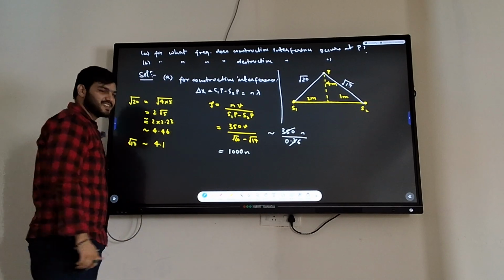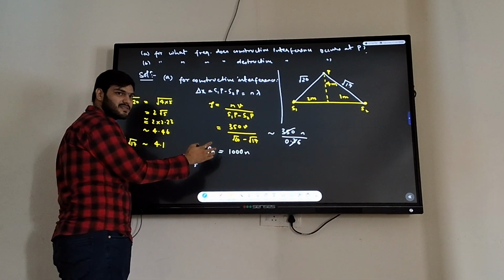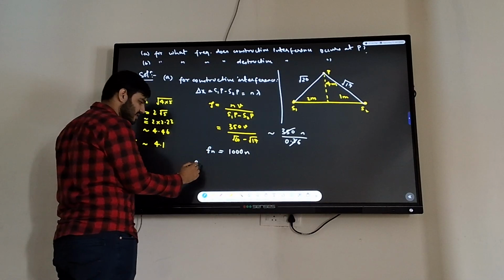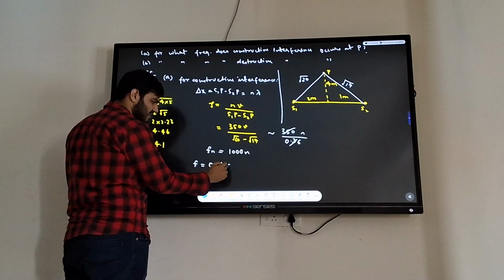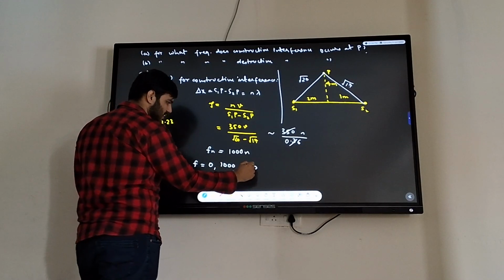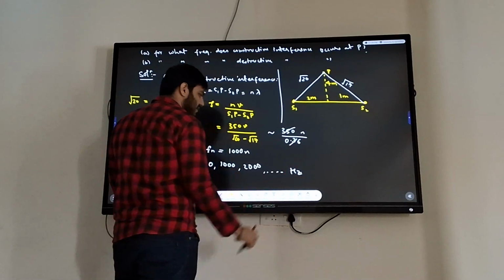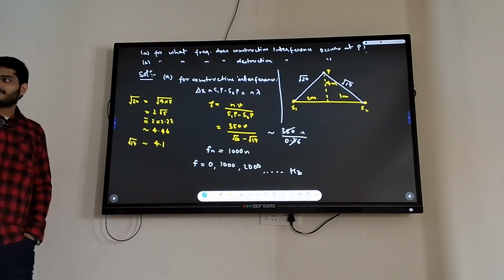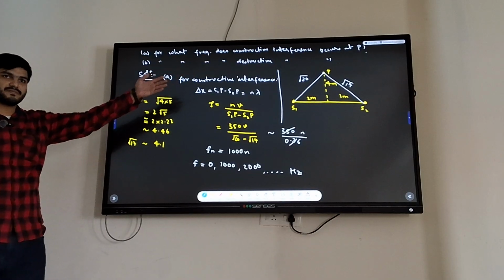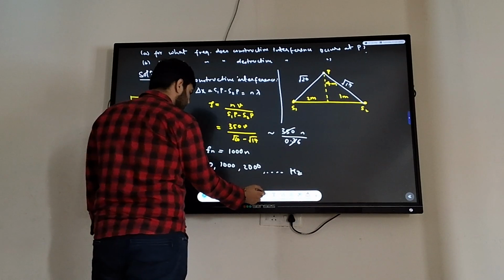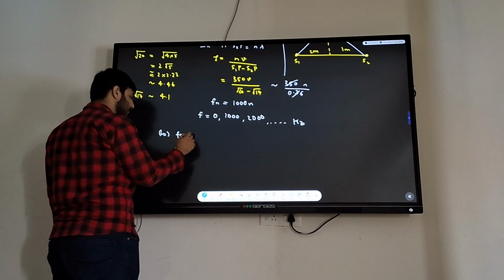ठीक है. सो व्हाट आर द पॉसिबल फ्रीक्वेंसीज? सो n starts from where? 0. तो यानी possible frequencies are 0, doesn't make sense at all, but the 1000, 2000 and so on hertz. Is it okay? Then what is the condition of destructive interference? बताओ, what is the condition of destructive interference?